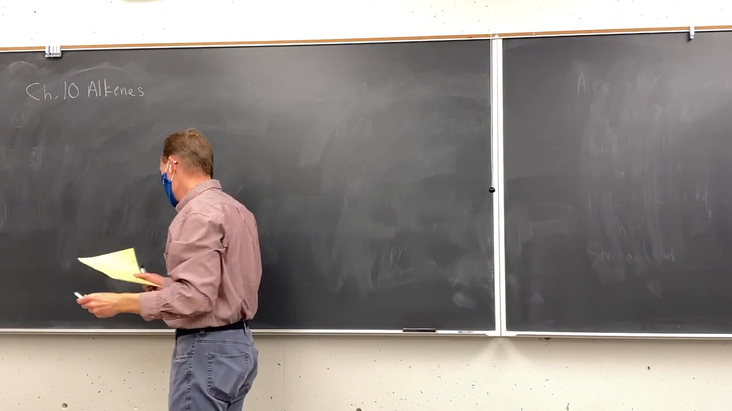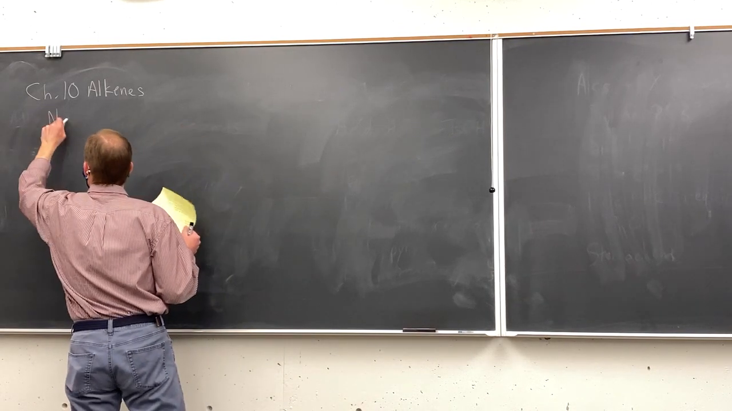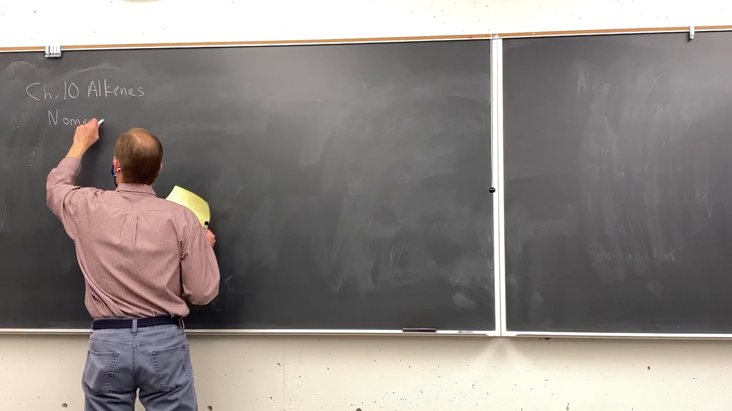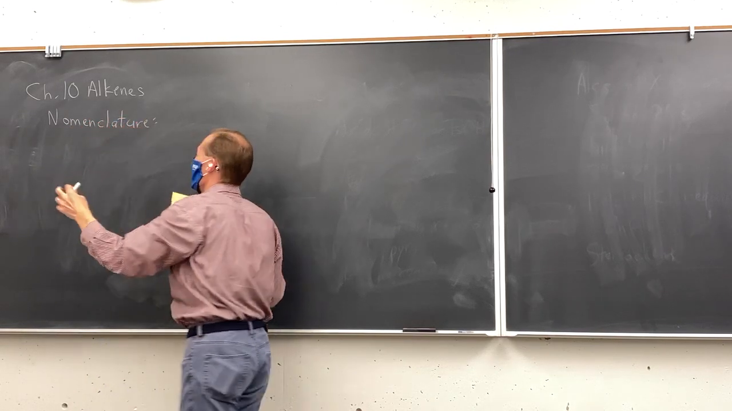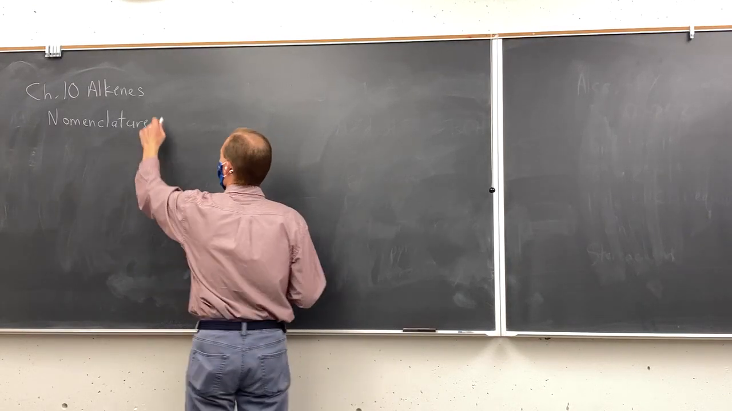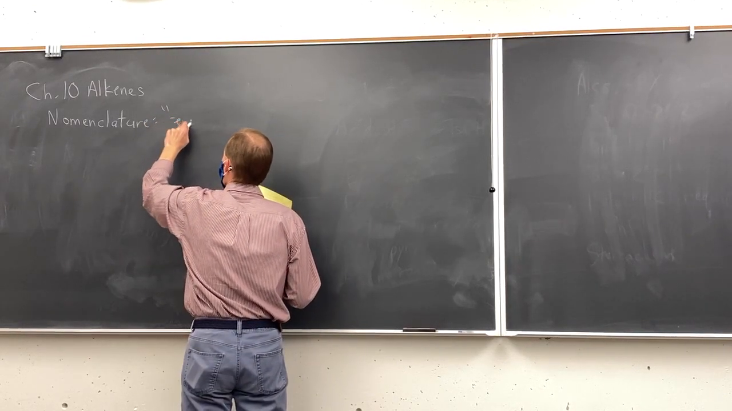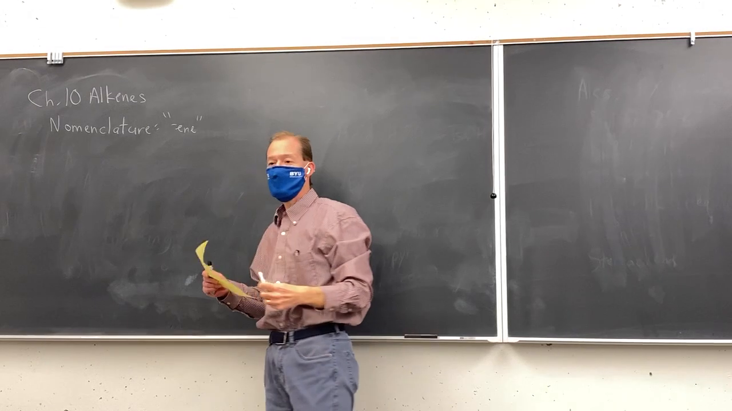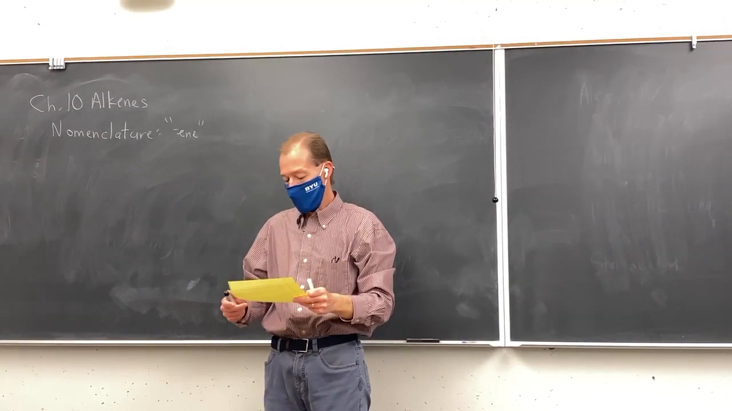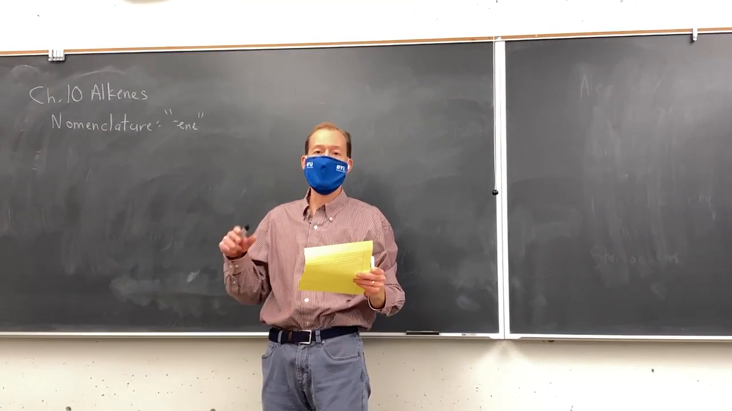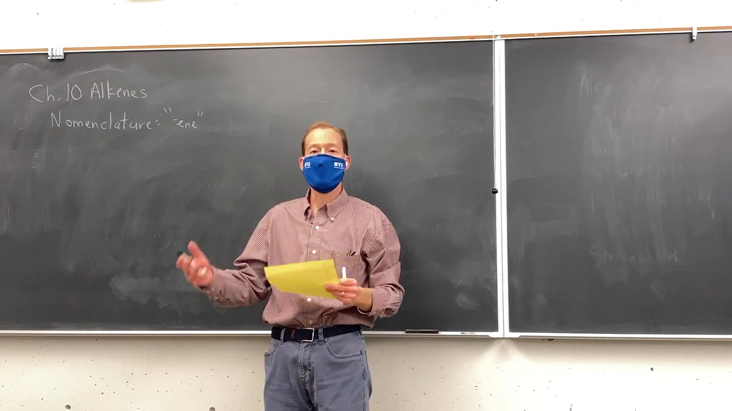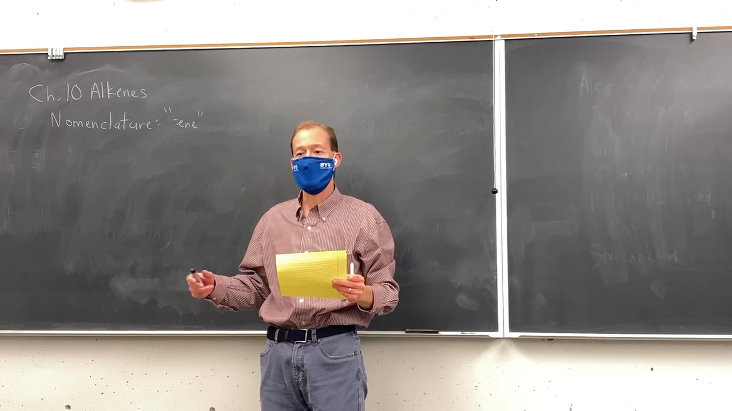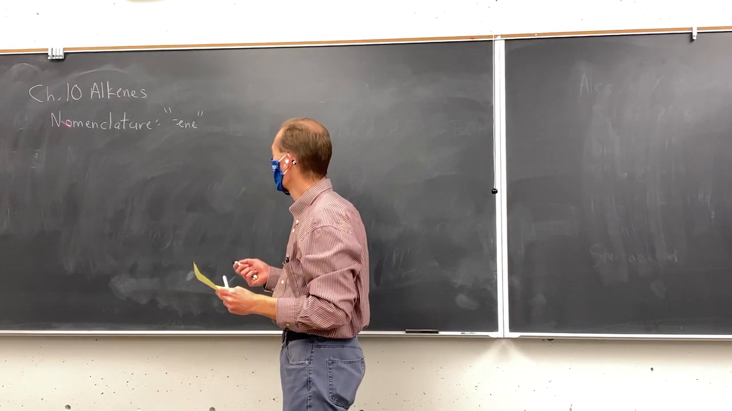So we began with nomenclature. The key things with alkene nomenclature, we have the -ene suffix. We learned that alkenes have a lower priority than alcohols, but a higher priority than alkyl halides or other substituents that are just named as part of the prefix.